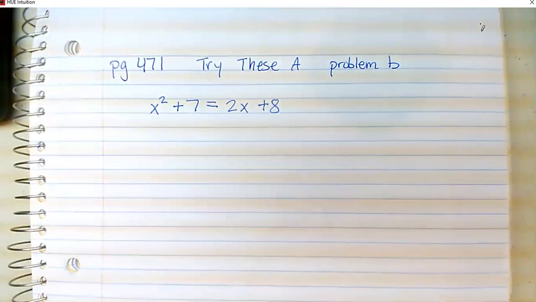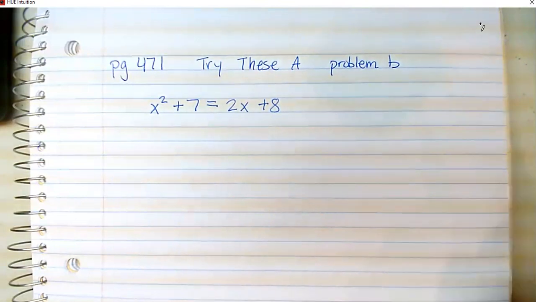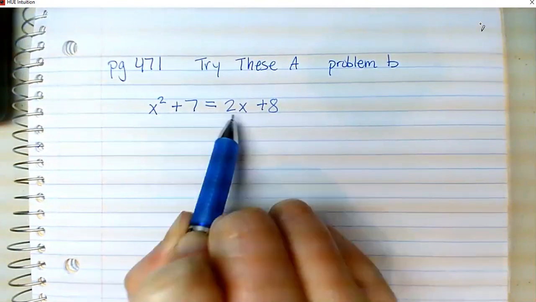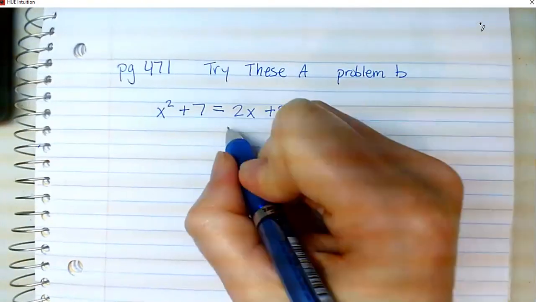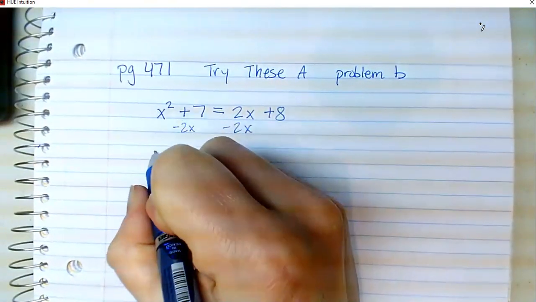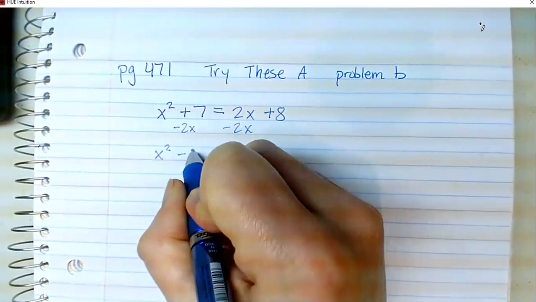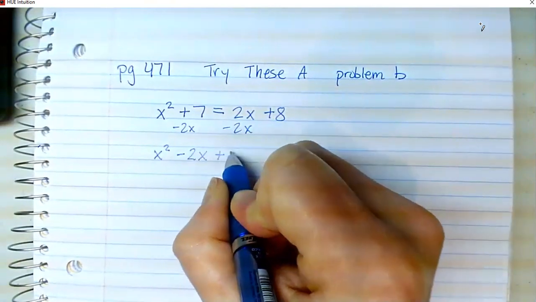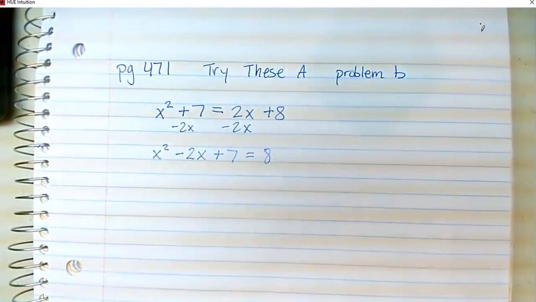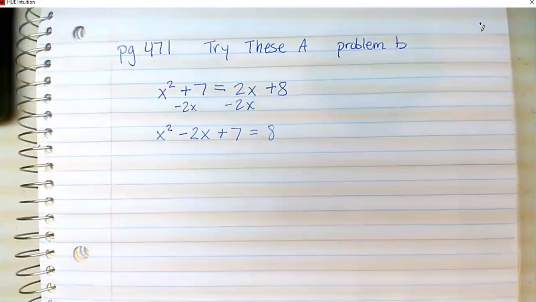I'm going to essentially put this thing in standard form, except taking the constants and putting them over on the right-hand side. So if I want to move this 2x to the left-hand side, I'm going to subtract it. So that's going to be my first step. I'm going to subtract 2x on both sides. So that's going to give us x squared minus 2x plus 7 is equal to 8. All right, so it's starting to look a little more familiar.